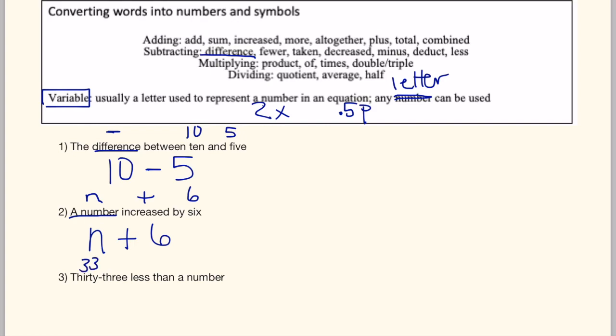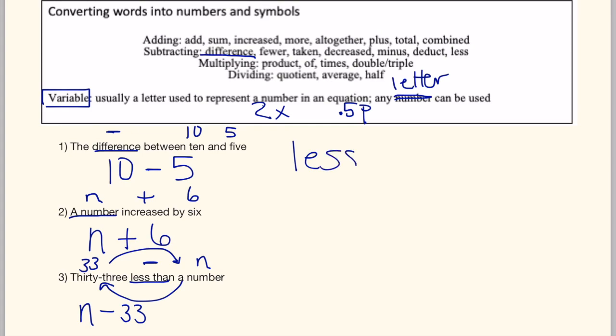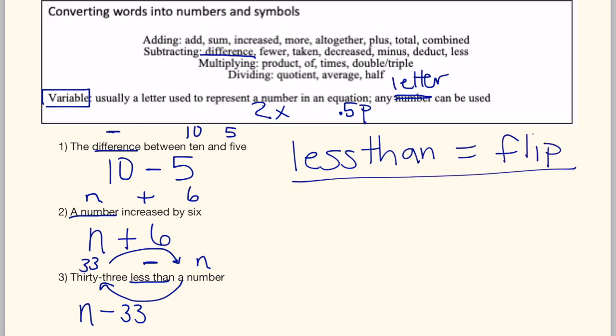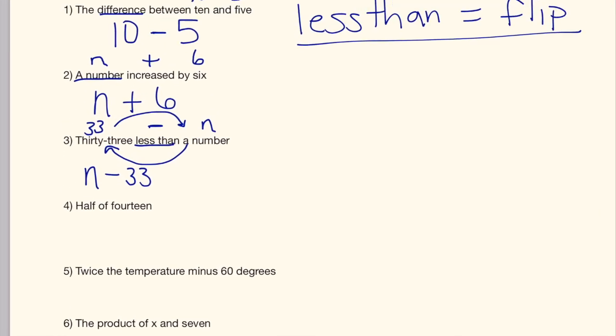Let's look at number 3. 33 less than a number. If you look up here, less than is subtracting. What's interesting with this phrase less than is it's what I like to call a turnaround phrase. It means that we need to flip these two values when we write it down. So instead of saying 33 minus n, because it says less than, it's a turnaround phrase. So it's actually n minus 33. If you want to go ahead and write that down in your notes, less than means that we have to flip our values. All right, let's look at a couple more.